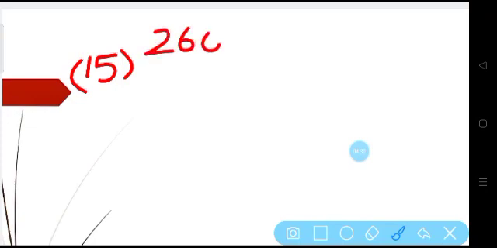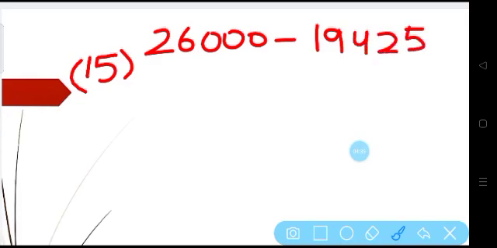Question number 15 is 26,000 minus 19,425. Okay. So 26,000 is the minuend and 19,425 is the subtrahend. So first they have asked to just write them under the columns.